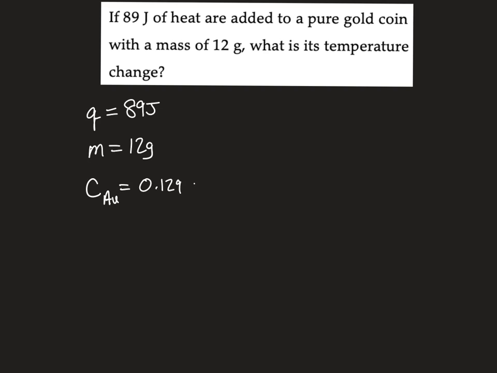0.129 joules per gram degrees Celsius. That's either in your textbook, or Siri or Google can tell you that. Just if you go to Google or Siri, make sure you pay attention to the units that are given to you. We're looking for the temperature change.